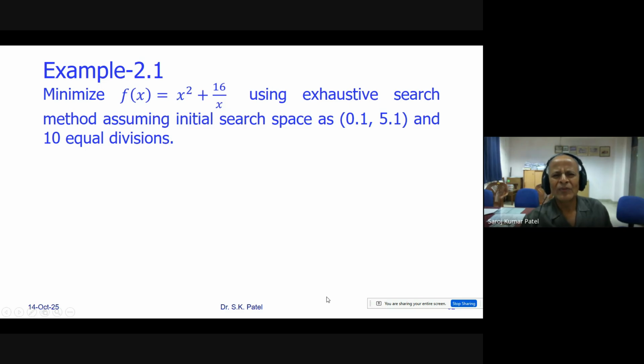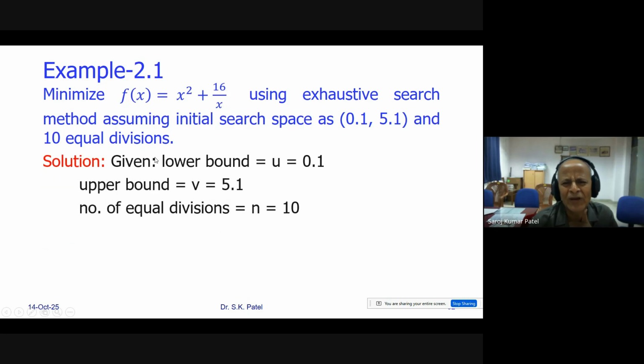Okay, now let us solve an example. Minimize f of x is equal to x square plus 16 by x. This is a single variable problem, only one unknown variable, that is x. And it is an unconstrained problem because there are no constraints specified here. So we have to use the exhaustive search method, the initial search space is 0.1 to 5.1, and we have to divide it into 10 equal divisions. Let us solve it.